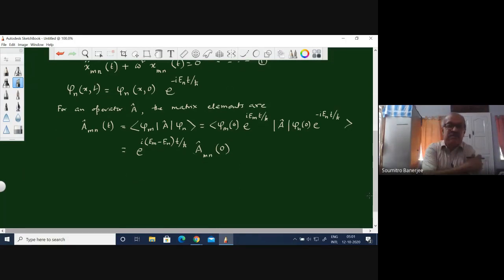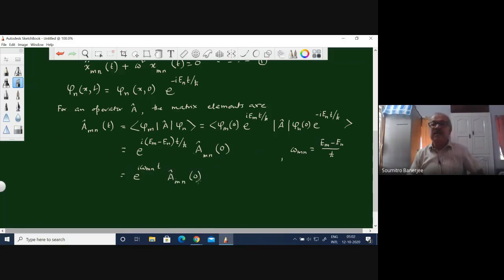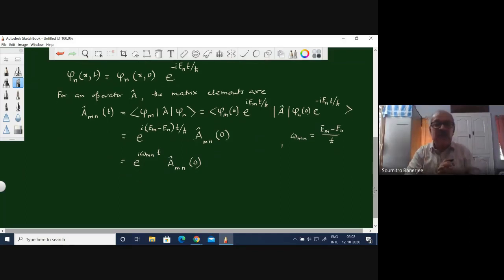So this is true for any operator. This will be true for the position, this will be true for momentum, this will be true for everything. And let us abbreviate this by saying that let us call omega mn as (E m minus E n) by h cross. You can easily identify what this means. It means that if an electron goes from the mth state to the nth state, this energy divided by h cross is the frequency of the photon that is emitted, which is omega mn. So this can be then written as e to the power i omega mn t times A at the initial time. This is how Heisenberg was actually proceeding. This is actually the transition frequency.